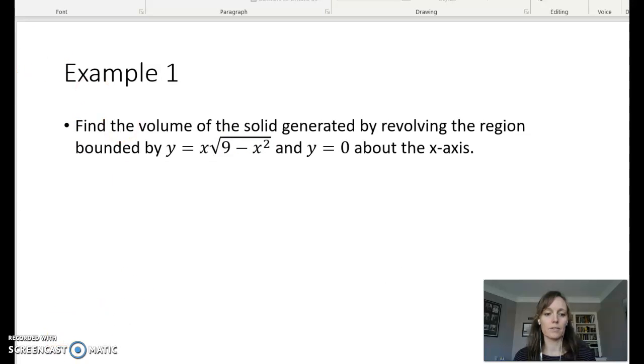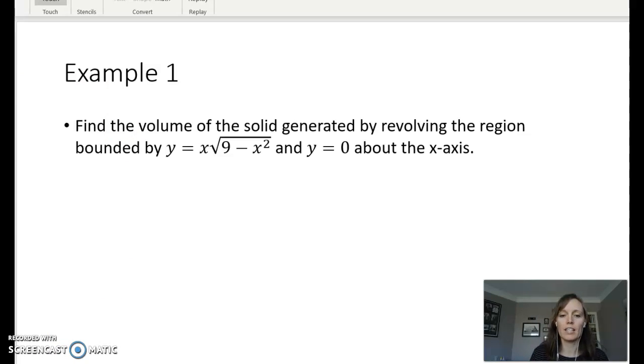Okay, so here we go on this first example. We've got a region bounded by the graph of y equals x times the square root of 9 minus x squared and y equals 0, and we're rotating it around the x-axis. The first thing I want to do is take a look at what this function looks like, because that's going to help me identify the bounds for this.